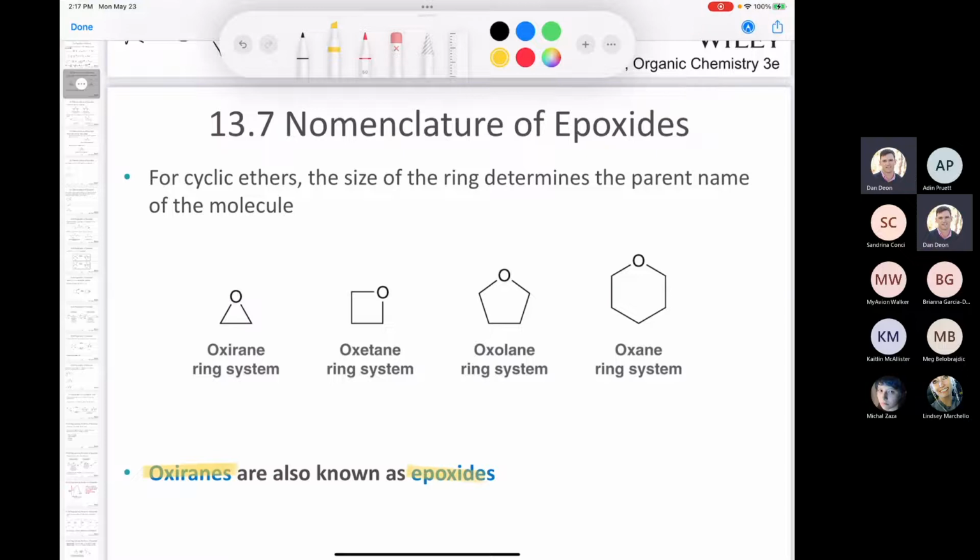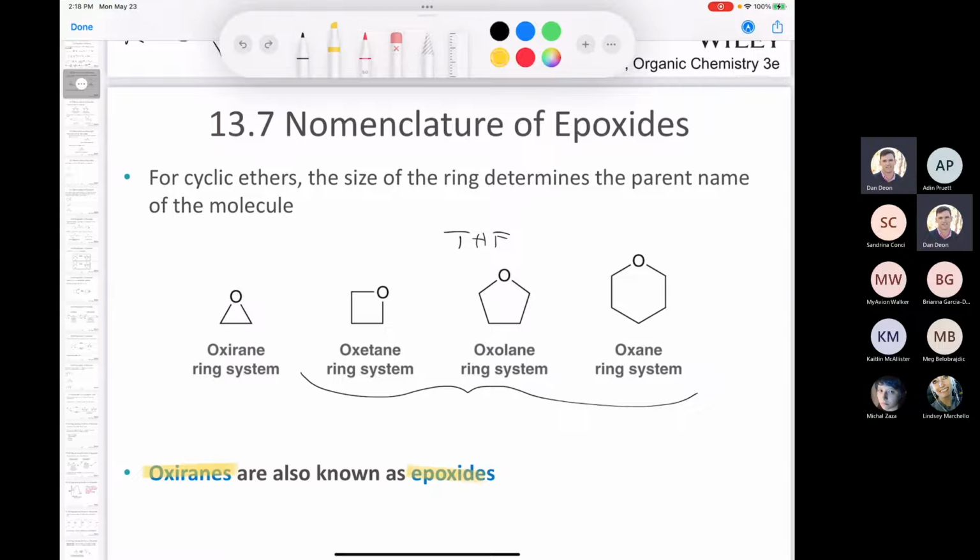If you only have 2 carbons and 1 oxygen, then it's an oxirane. If you have 3 carbons and 1 oxygen, it's an oxetane. 5 carbons and 1 oxygen, it's an oxalane, or oxane, excuse me. We're not really going to worry about oxetanes, oxalanes, and oxanes a whole lot. In fact, you probably recognize this compound. This is THF. And you saw that when we had a second oxygen in here, we called that dioxane. Anyhow, that's neither here nor there.